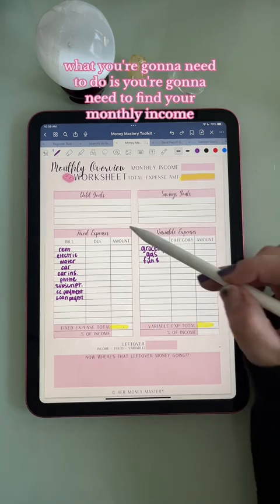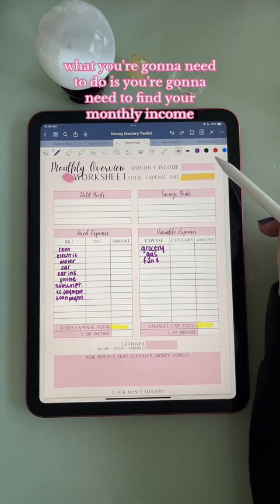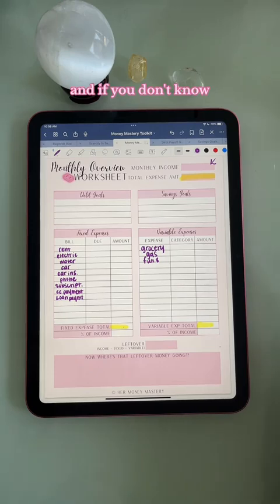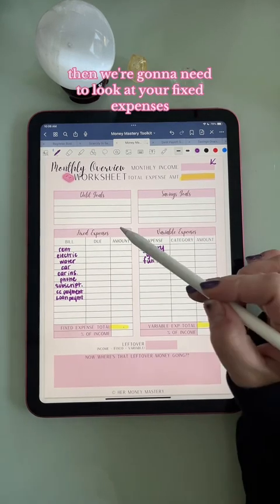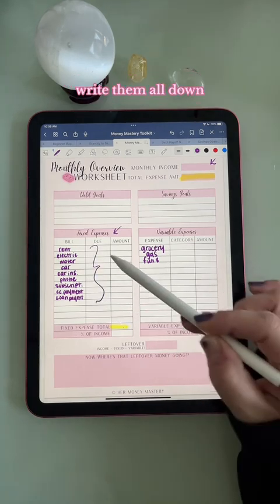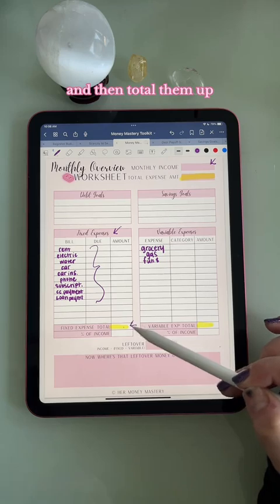But essentially what you're going to need to do is find your monthly income. So what is your total monthly income? And if you don't know, use a low average. Then we're going to need to look at your fixed expenses. What are all of your bills that have due dates? Write them all down and then total them up.